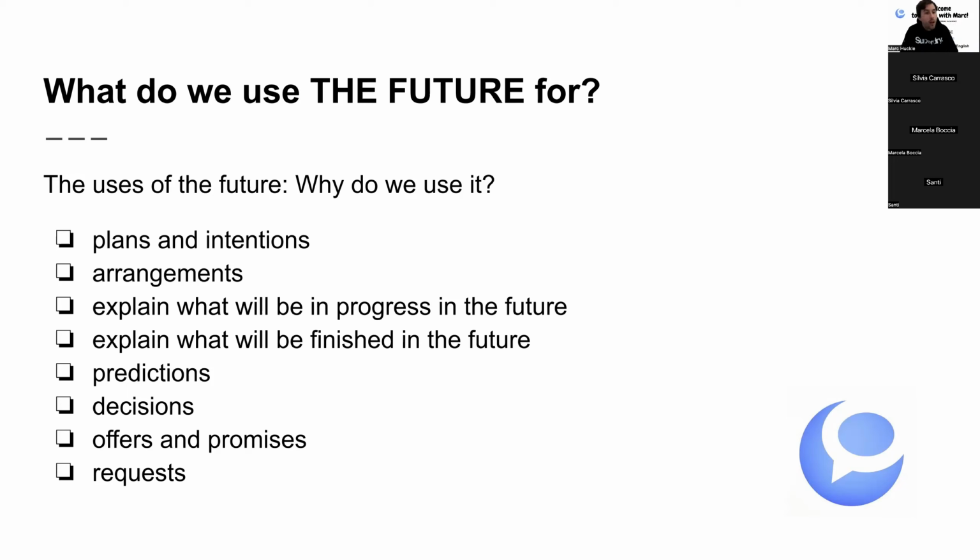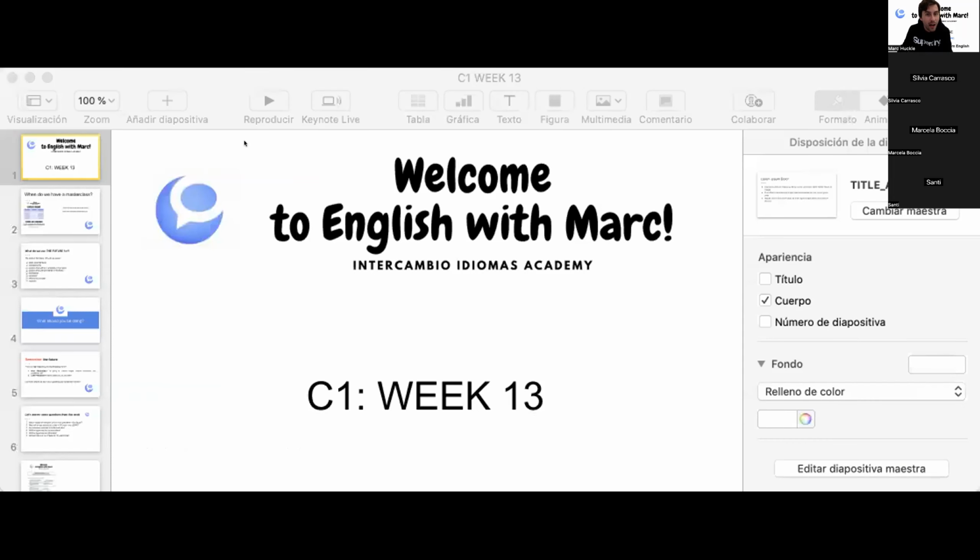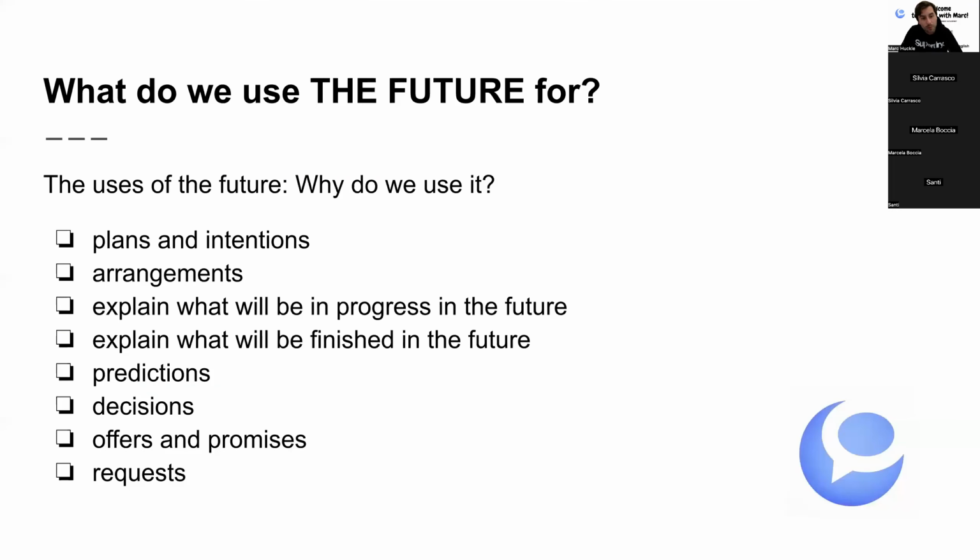Now, next one. We use the future also to explain what will be in progress in the future. For example, I will be driving to Madrid tomorrow at 10 o'clock. It will be in progress. Next one, we explain what will be finished in the future. I will have arrived in Valencia by 11 o'clock tomorrow. Will have arrived. Okay? Because it will be completed at a specific time.